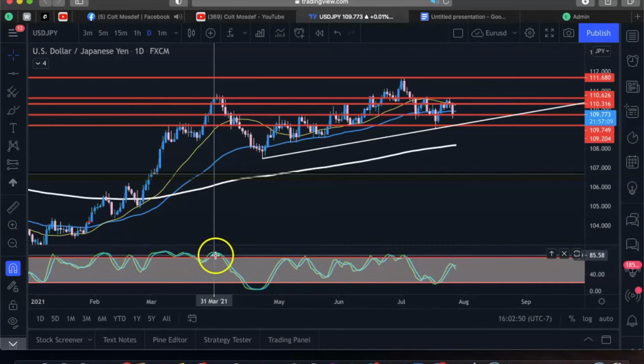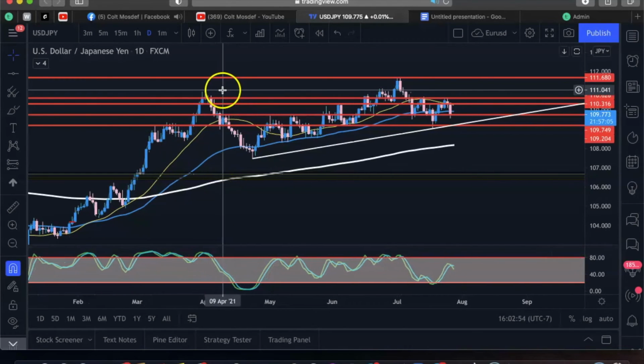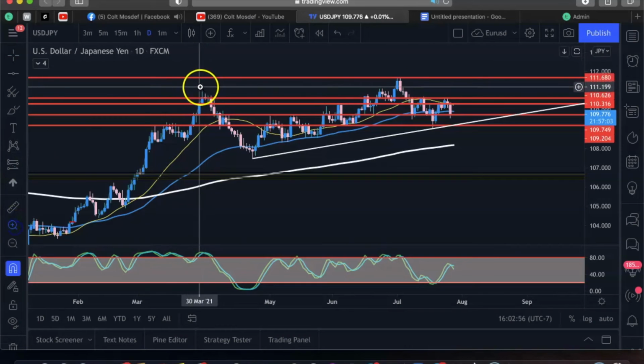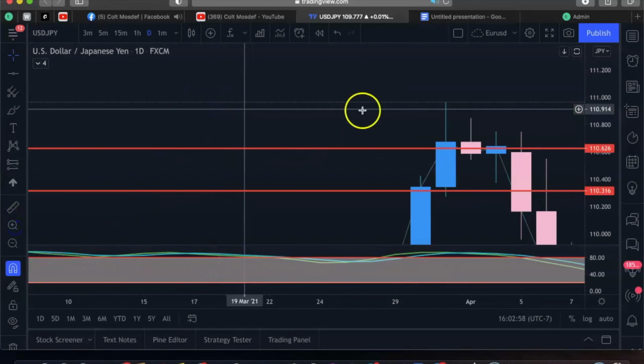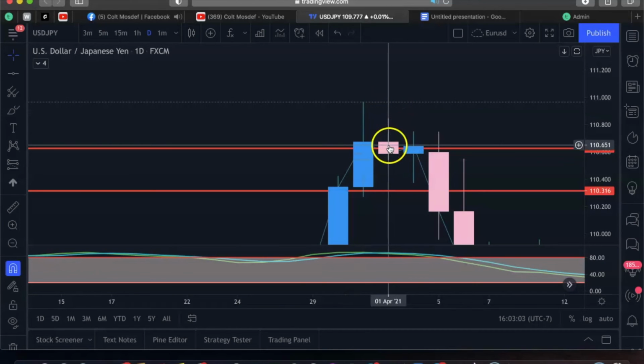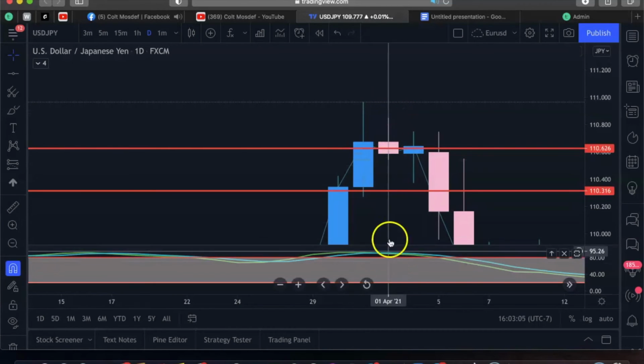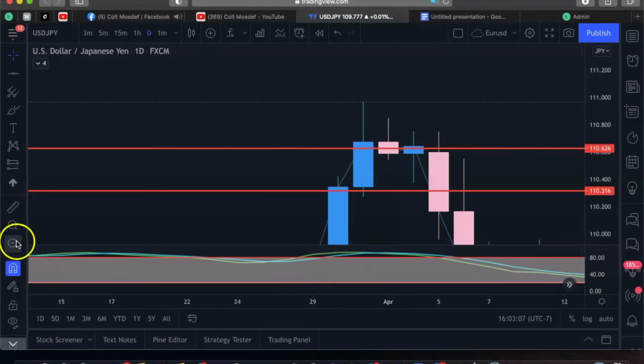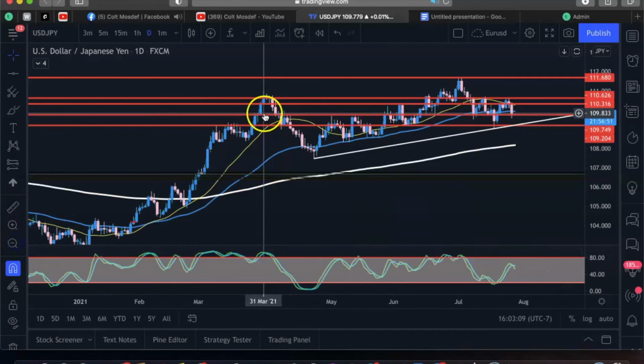So a lot of the time, you could even see right here, it was overbought. And what do we have right here? What is this candle? Let me zoom in. We have a doji right there. So it's like, all right, we have a doji right here. Our stochastics are overbought. This is a good sell opportunity. We should sell this market right now.